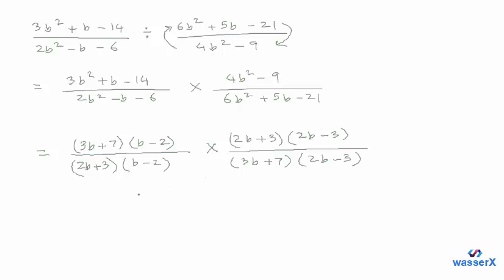Time for us to simplify or cross off common factors between the numerators and the denominators. I see a b minus 2 here and a b minus 2 here, a 2b minus 3 here, a 2b minus 3 here, a 3b plus 7 here, a 3b plus 7 here, and a 2b plus 3 here and a 2b plus 3 here. Would you believe that? Everything has been crossed off or cancelled, which means this big algebraic expression, this division of two algebraic fractions, is actually equal to 1. In other words, this one is exactly the same as this one in their simplified forms.